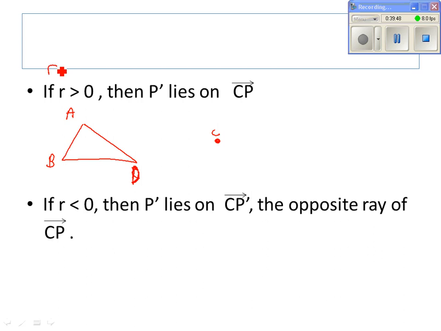If R is positive. Never in the past probably have you dealt with negative scale factors, and that's where this is going to be a little different. So if your R, if your scale factor is positive, then this is what's going to happen.